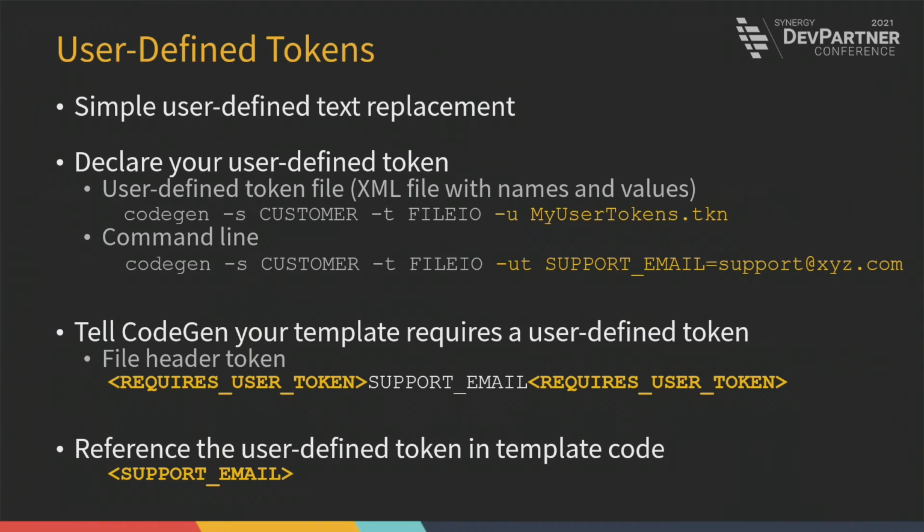So -UT says user token, support email equals and the value, and you can have any number of UT commands on the command line. Either way, in your template file, you can do two things now. You can say requires user token and name it in the file header area right at the top. That will cause CodeGen to fail if the user token is not provided. And then you can refer to its value with this kind of syntax, and that will insert that value at code generation time.